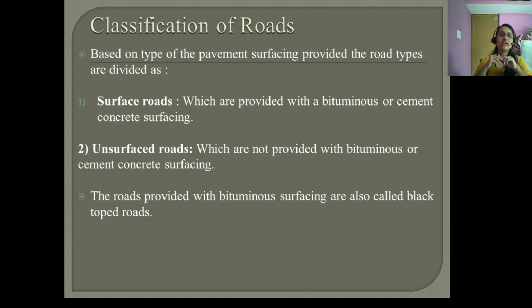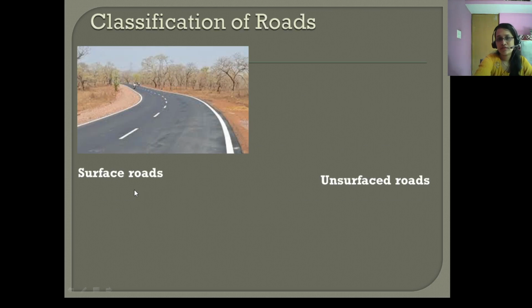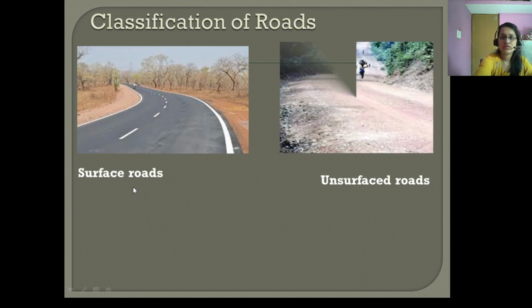We can also classify roads as surfaced roads and unsurfaced roads. Surfaced roads are provided with a bituminous or cement concrete surfacing, and roads not provided with bituminous or cement concrete surfacing are called unsurfaced roads. What are black topped roads? Roads provided with bituminous surfacing are called black topped roads. This is a picture showing surfaced roads and unsurfaced roads.